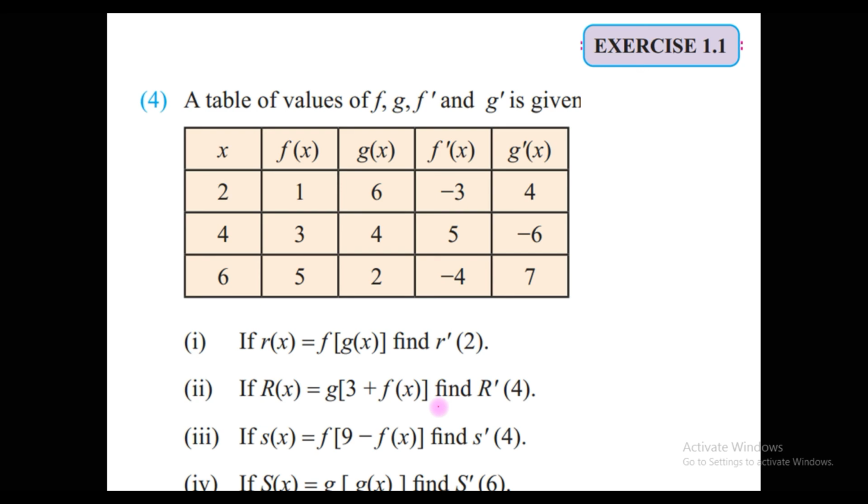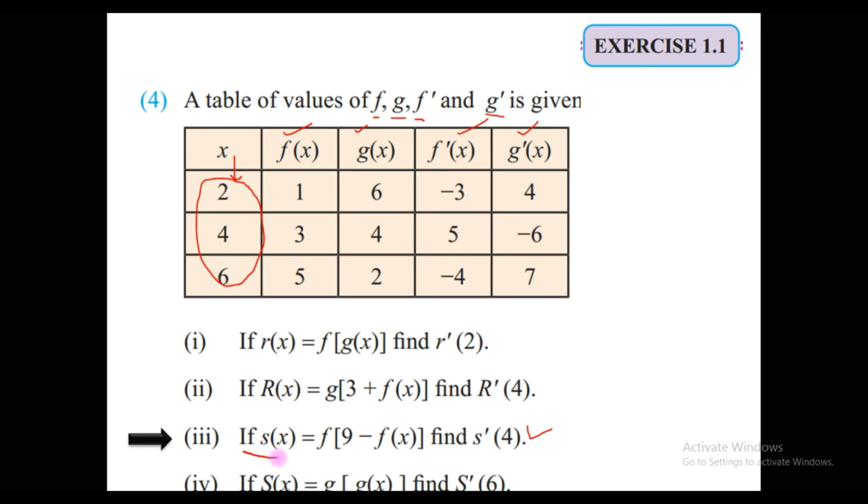A table of values of f, g, f dash and g dash is given here. These are all the values of x. After that they have asked us 4 sums to do. Out of that I am choosing this third sum. Let's do this sum.